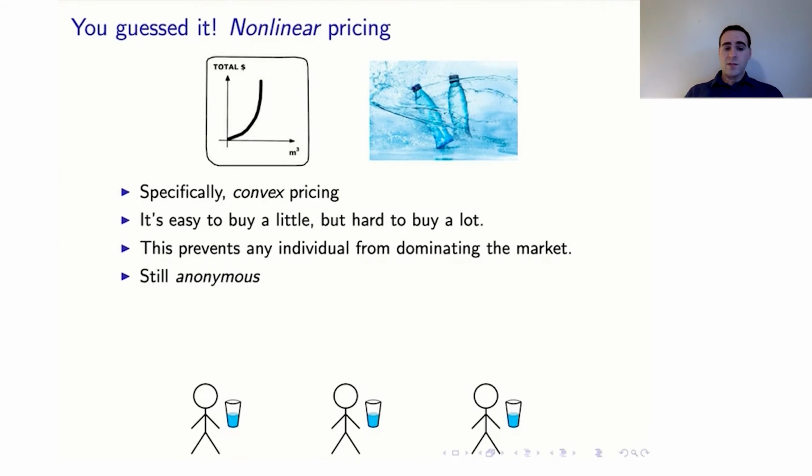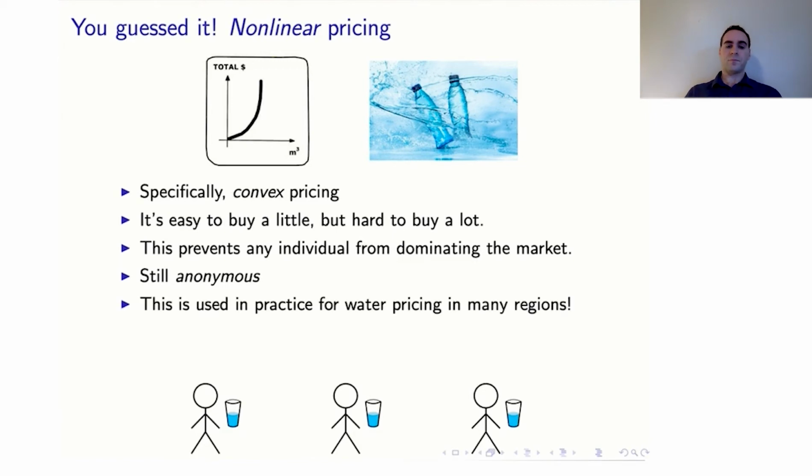We want to note that this is still anonymous, meaning every agent who buys the same bundle would pay the same price. And we're not basing the price at all on people's identities, just based on how much they buy. And like I mentioned, this is actually used in the real world for water pricing all over the world. We also see it a bit in electricity and some other resources like that.